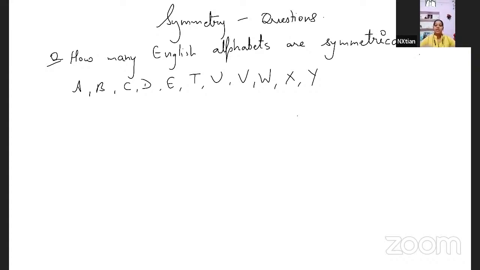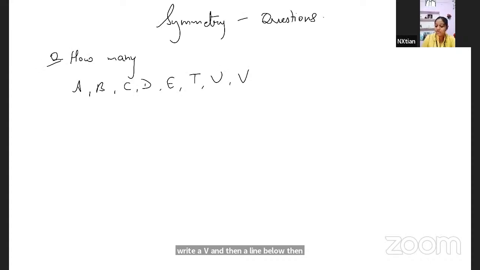Yes, so that is right. Y is not exactly symmetrical. Y is not a symmetrical alphabet. Ma'am, write it like this. Write a V and then a line below it, then it's symmetrical. Anyways, a straight line.